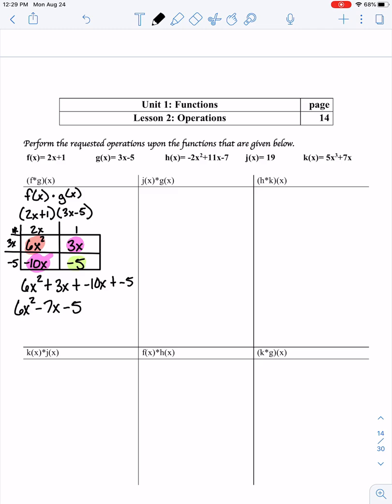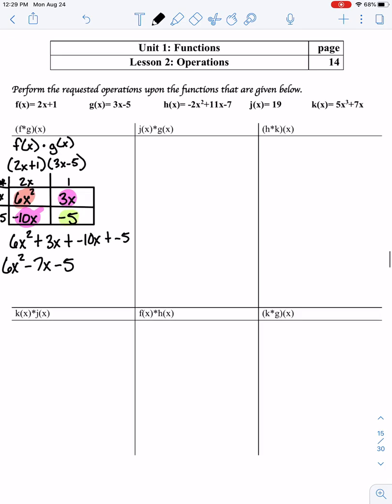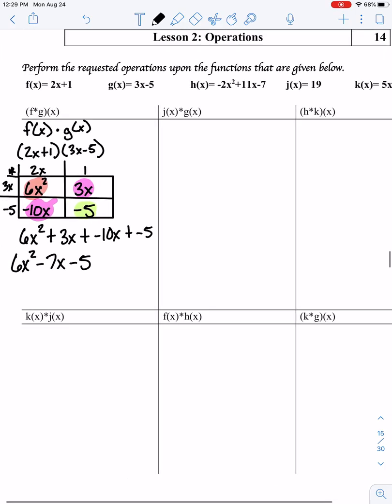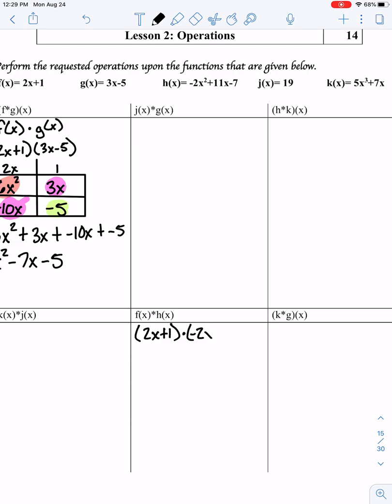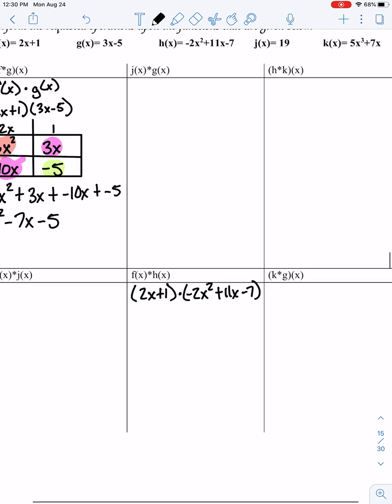Let's try a little bit harder one, something with h in it. We'll do f. So f of x, again, is just 2x plus 1 times h of x, which is negative 2x squared plus 11x minus 7. Now, I said this one is harder, but if you can do one, you can do the other. The reason being, it's the same exact concept, okay?